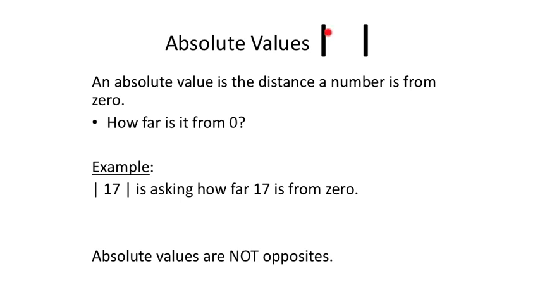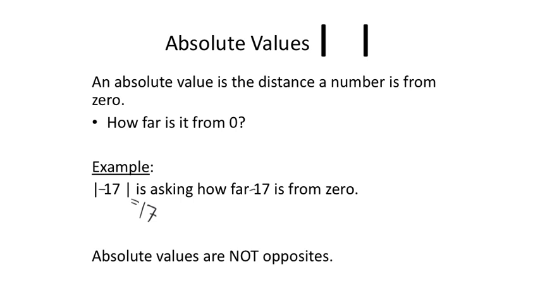So again, when you see these symbols, it's just a question of how far away is that value from 0, which means this one right here is really asking how far is 17 from 0. That's it. So yeah, absolute values are not opposites, because if I were to change this example just a little bit and make this the absolute value of negative 17, like this, again, it's asking how far away is negative 17 from 0, and that would still equal 17. It's still just 17 away. But it's not an opposite thing. It's a how far from 0 thing.